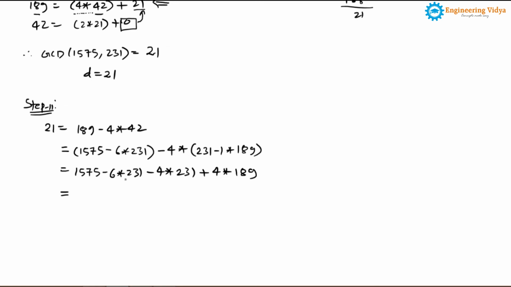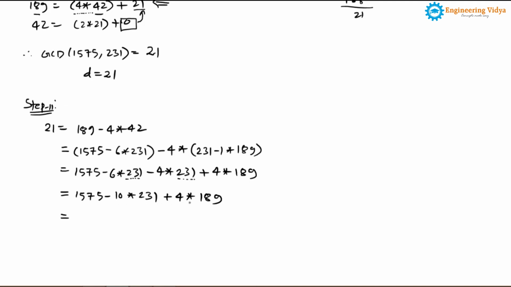After simplification, here we have 231, right? Again here also we have 231. Here we have 6 times, here we have 4 times. So after adding it will be 10, right? So here we'll write 1575 minus 10 into 231, and then at the last we have 4 into 189. I hope this is clear to you now. So now we have 1575, 231 and 4 into 189.